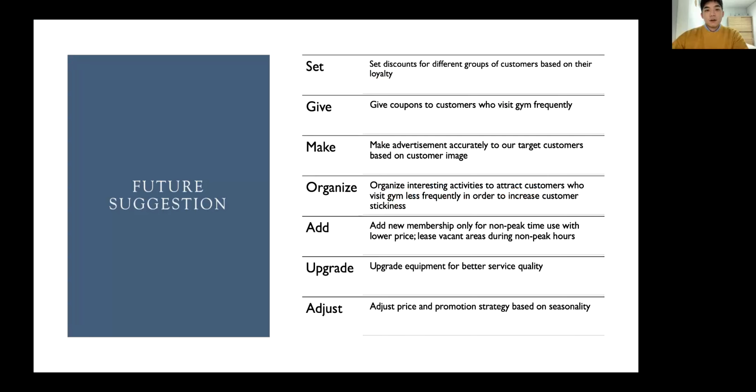We are also going to upgrade our equipment to improve service quality because old clubs tend to be less attractive to new customers and our existing customers. We're also going to lease vacant area during off-peak time. Finally, we're going to adjust our price and promotion strategy based on seasonality.